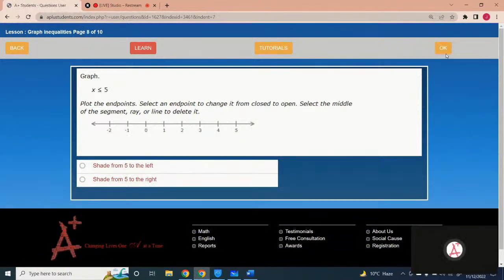Okay, x is less than or equal to 5. So the smaller numbers are always on the left hand side of the number. X is less than or equal to 5, so it is on the left side of the 5. Got it? Because smaller numbers are always on the left hand side.